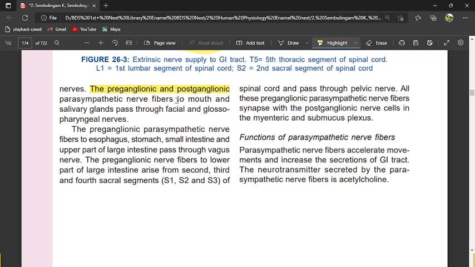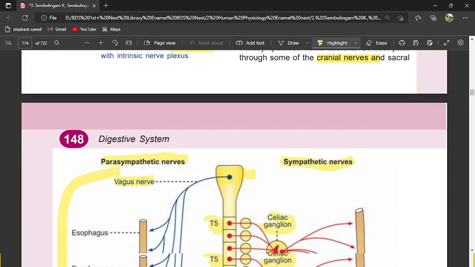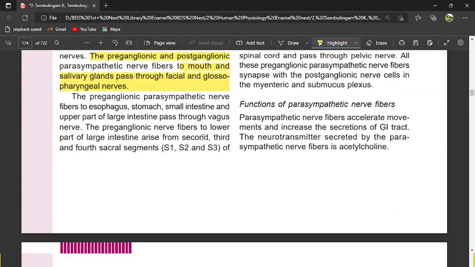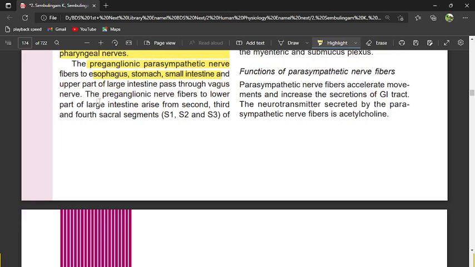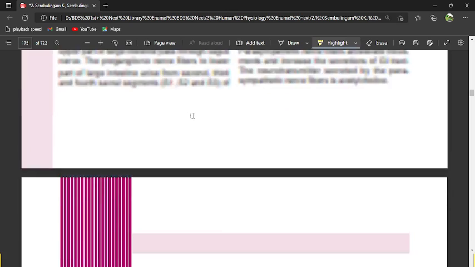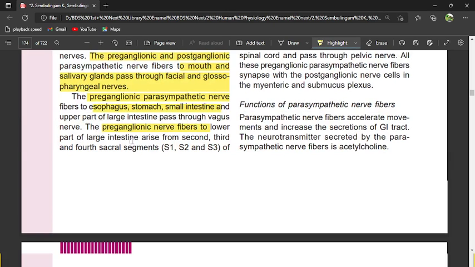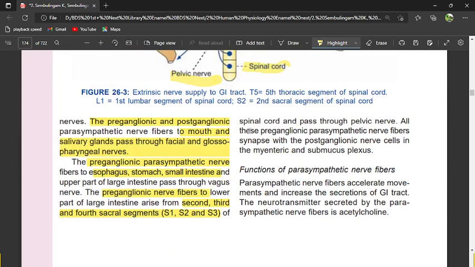parasympathetic nerve fiber. So from mouth to the salivary gland, it passes through the facial and glossopharyngeal nerves. So in your mouth also you can see the glossopharyngeal nerve. And then we have a preganglionic parasympathetic nerve. They are coming from your esophagus to the stomach and the upper part of this through the vagus nerve. The preganglionic nerve fiber, to the large intestine, they are coming across from the second, third and fourth of the sacral layer of the spinal cord.